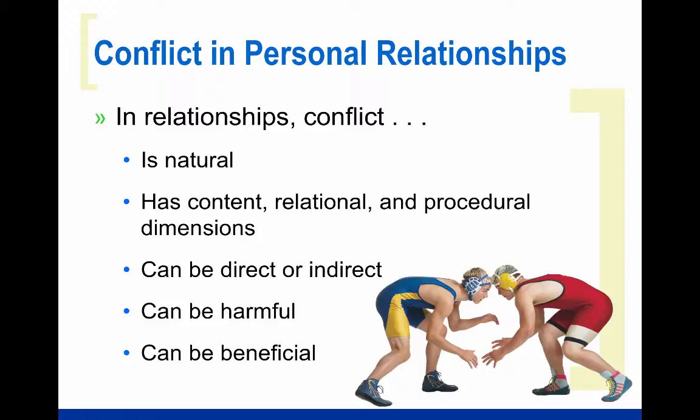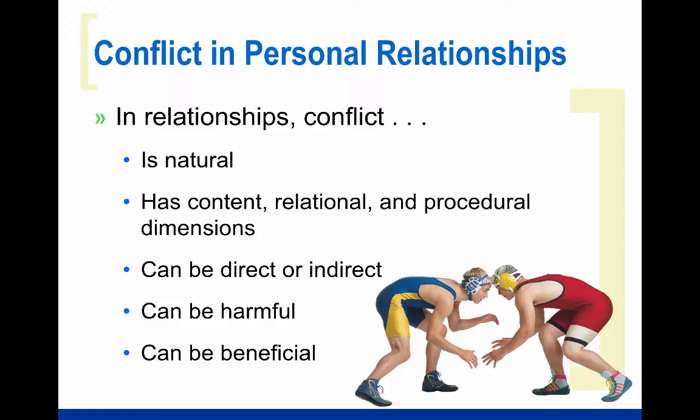Conflict has content and relational and procedural dimensions. Now, the content dimensions have to do with the topic of conflict, what the argument is about. Now, there's an example in the book when the dad finds out his daughter stole his credit card and used it to gamble online, and he confronts her. The topic is obviously about stealing and gambling.